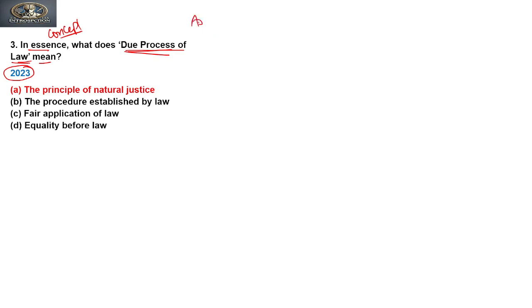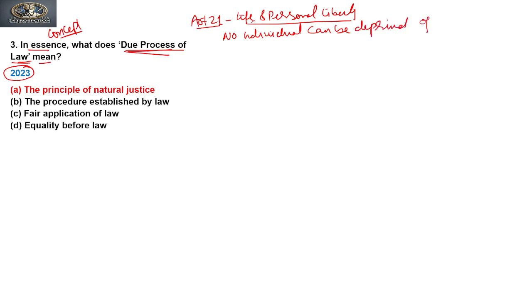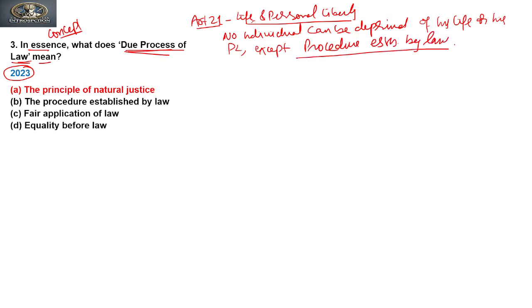So according to Article 21 of the Constitution, which talks about life and personal liberty, it says that no individual can be deprived of his life or his personal liberty, except procedure established by law. So this is what Article 21 talks about.